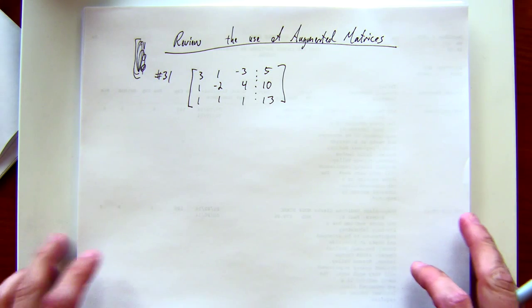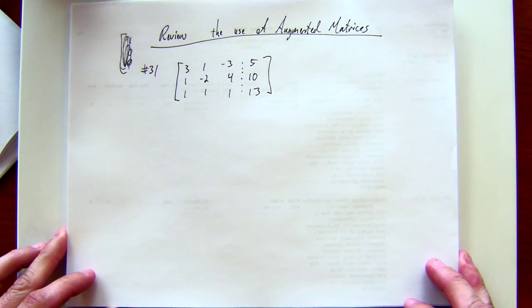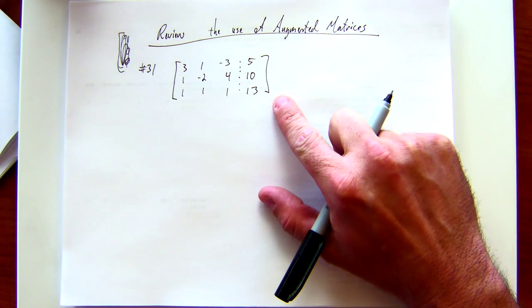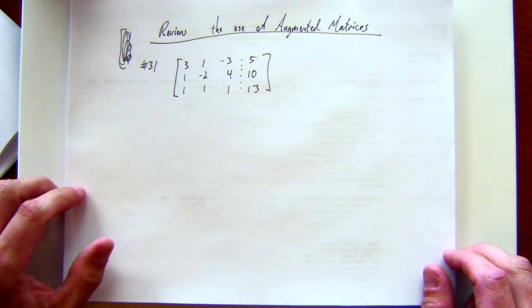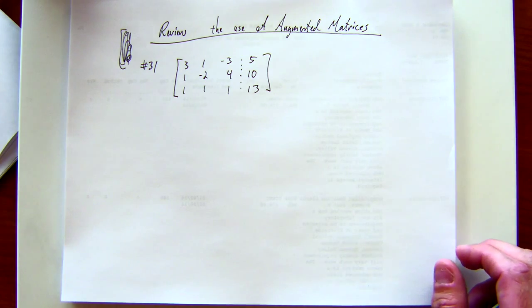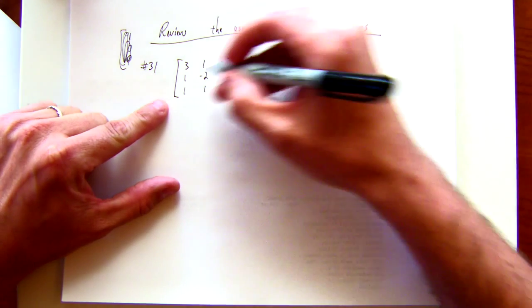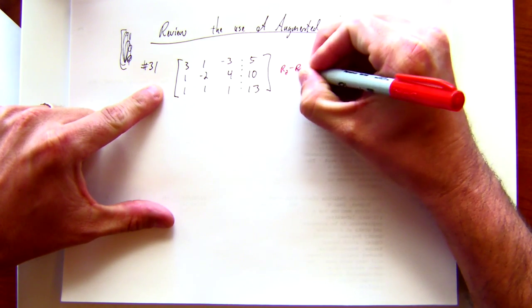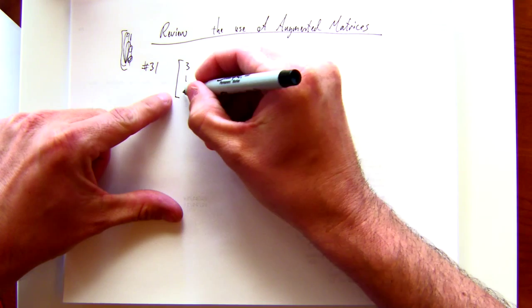We were just asked to review the use of augmented matrices to solve a system of linear equations. I have already taken the system and written down the matrix that represents it. So let's see. Let's make one of these ones a 0 by subtracting one of the rows. We could do something like row 2 minus row 1. So I'm taking this row and I'm going to subtract this row.